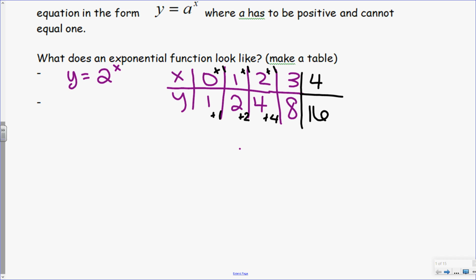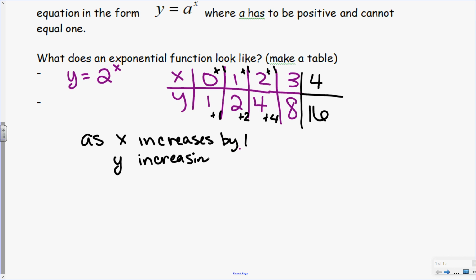So 2, I'm doubling that. I'm doubling the 4, times 2 would be giving me 8. 8 times 2 gives me 16. Every time I'm multiplying it by 2. So as x increases by 1, my y is increasing by a multiple. In this case, we are doubling my y value from the previous one.